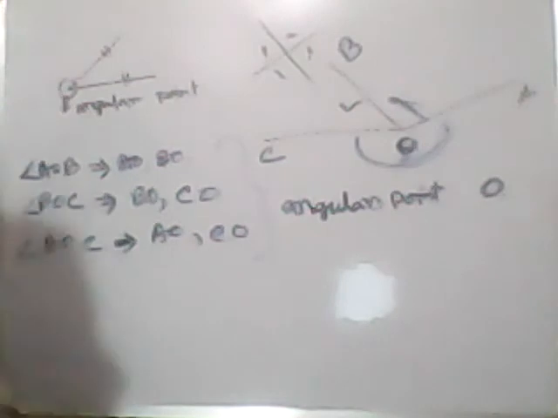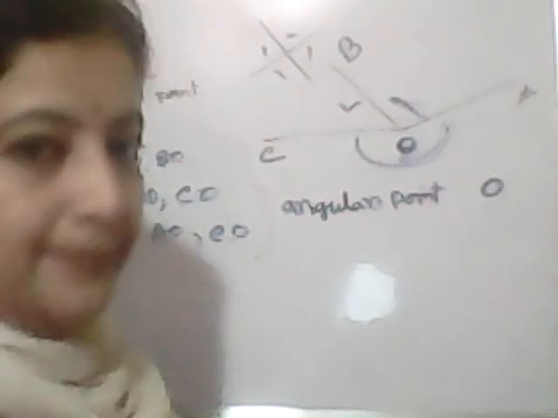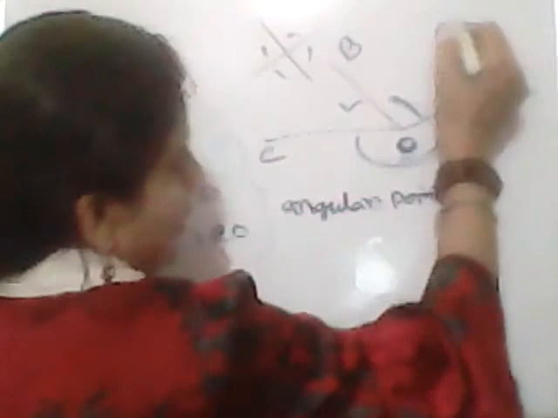Next we are talking about the measurement of an angle. Whenever we try to measure, generally we go in the anti-clockwise direction. But an angle increasing or decreasing doesn't depend upon the length of the arms or segments of the angle. It depends upon the rotation of the segment or the arms.